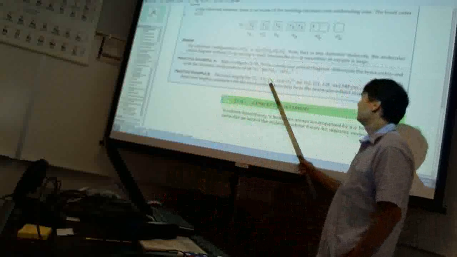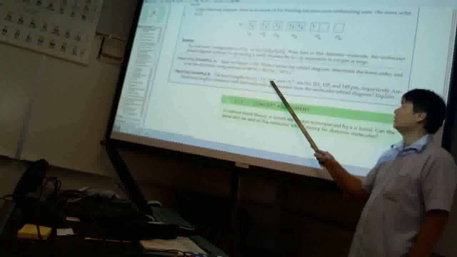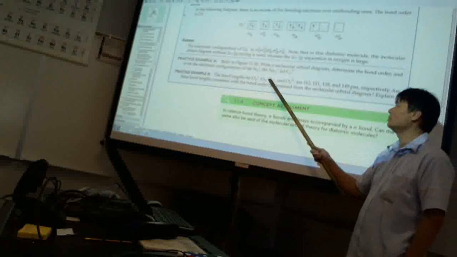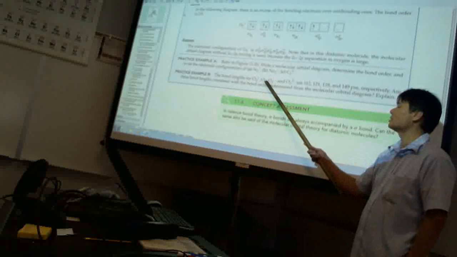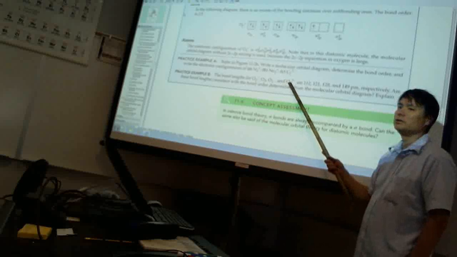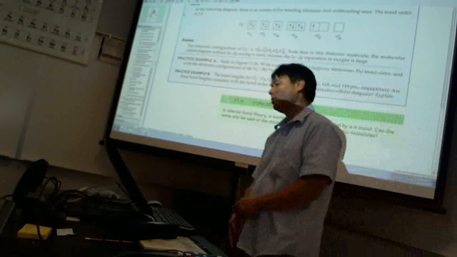O2 minus, have you ever heard of this stuff? O2 with a minus charge? No. O2 plus is rare, O2 minus isn't. O2 minus is common, it's called superoxide. And then O2 2 minus is common also. Do you know what that's called? Peroxide. So superoxide and peroxide.